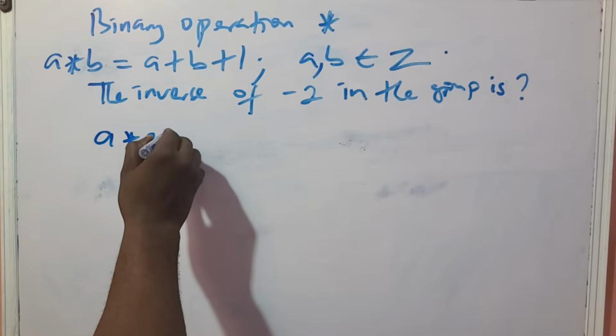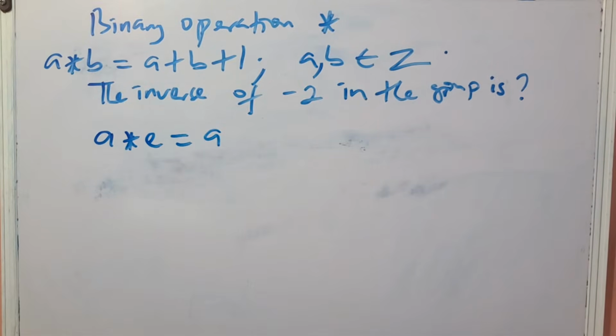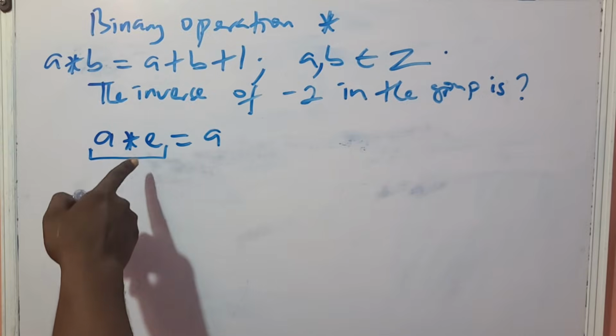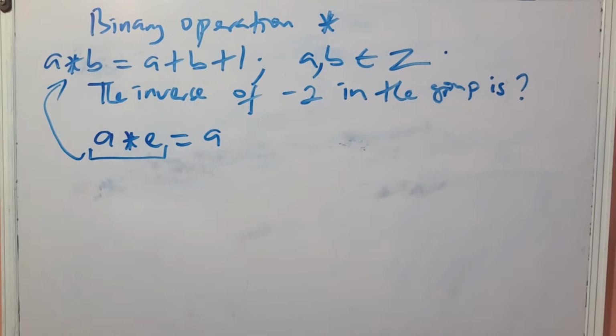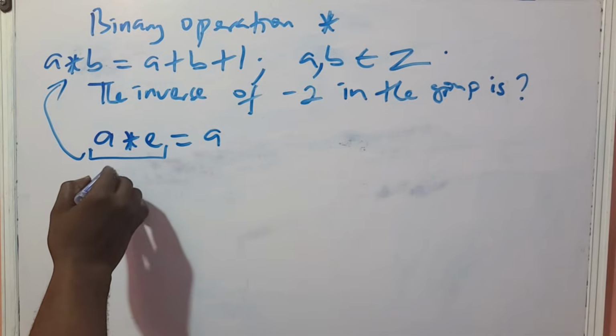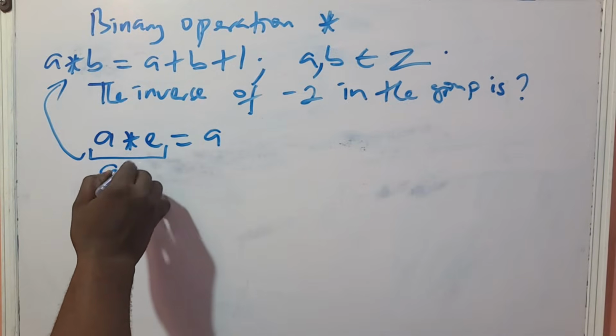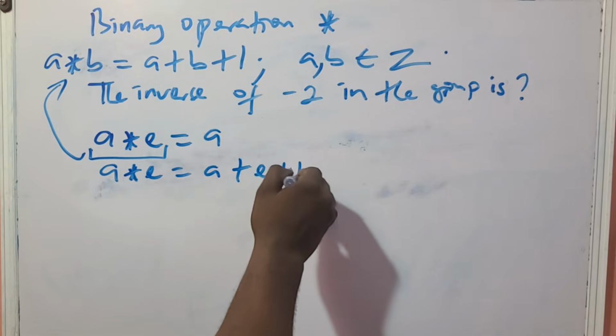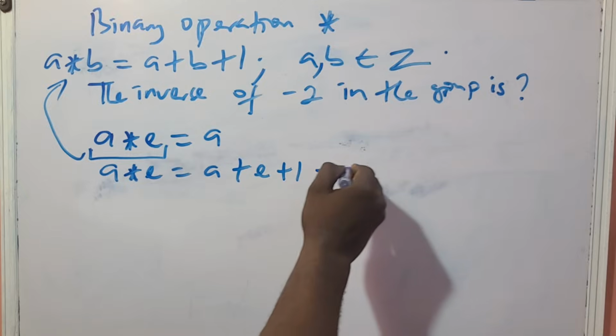A star E, you know that already, is A. So we are very much interested in the identity element, so let's try and find it. Whenever you see things like this, always refer back to the rule of the binary operation. That means I will have A star E equals A plus E plus 1, and that should be equal to A.